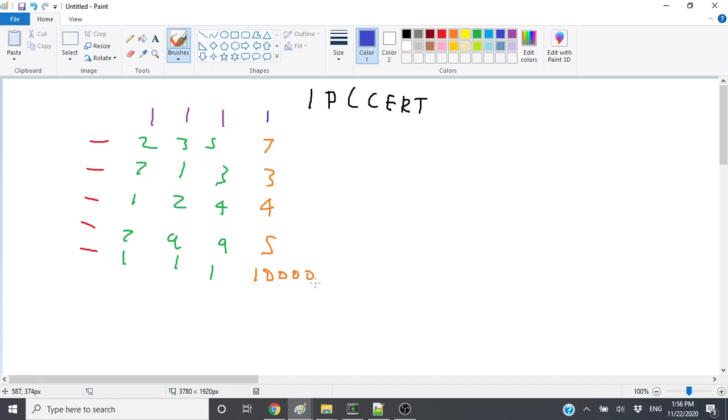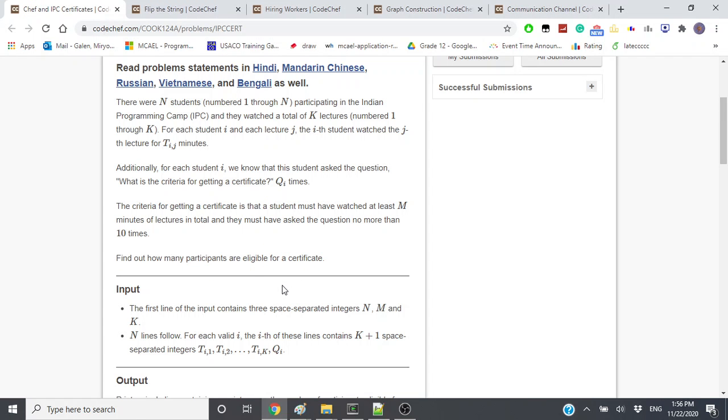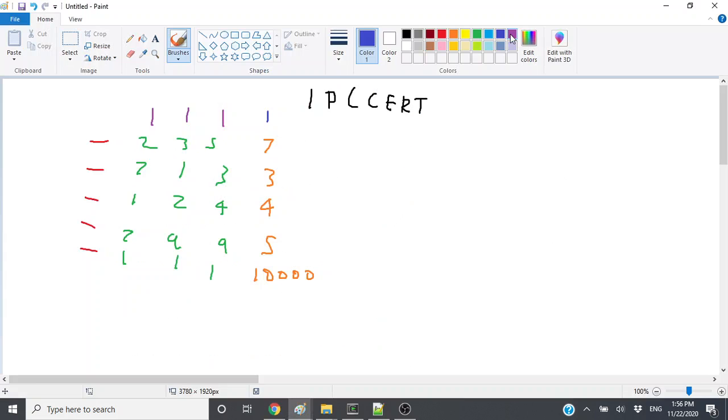So you want to count the number of eligible students for getting a certificate. To be eligible, first you have to have asked at most 10 questions. So the number of questions must be less than or equal to 10. Therefore, automatically this student is invalid because they asked more than 10 questions.